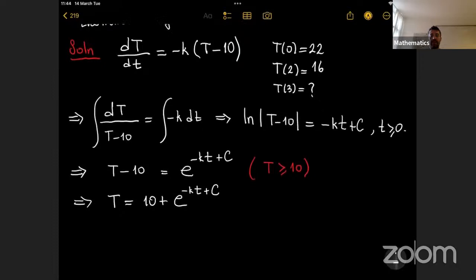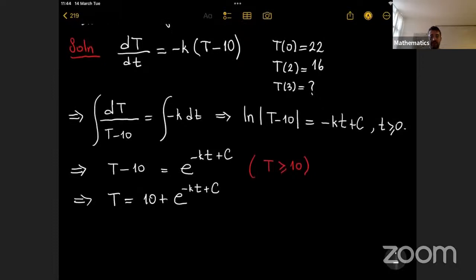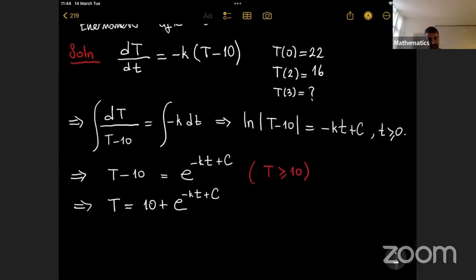Okay, well, let's find out k and c here. T(0) is 22, which is the same as 10 plus e to the zero plus c, which is e to the c. So c is here, ln 12.